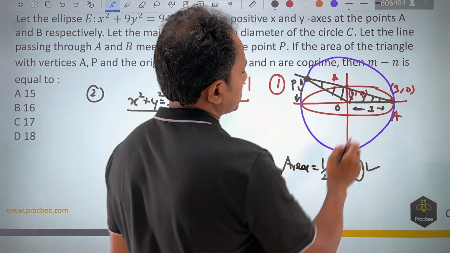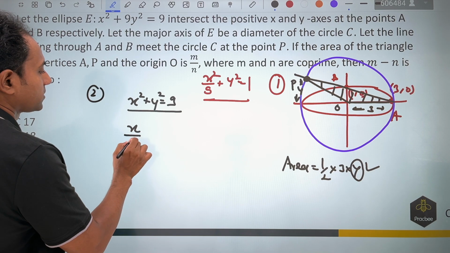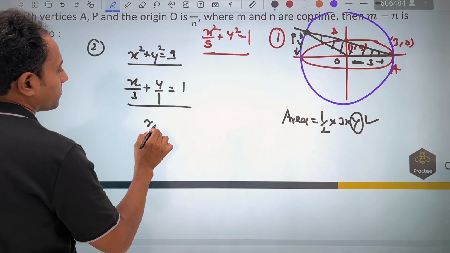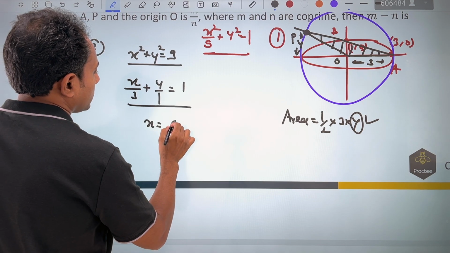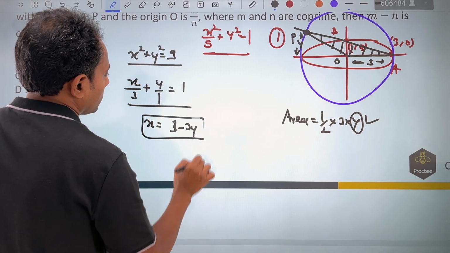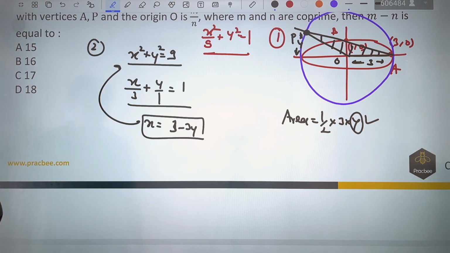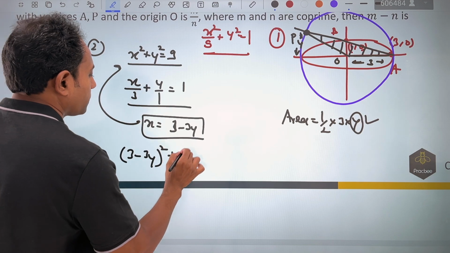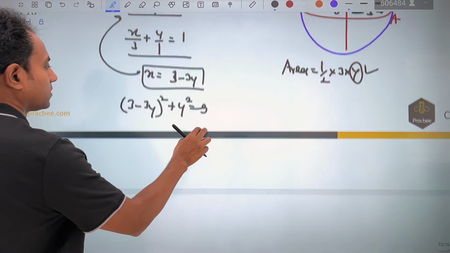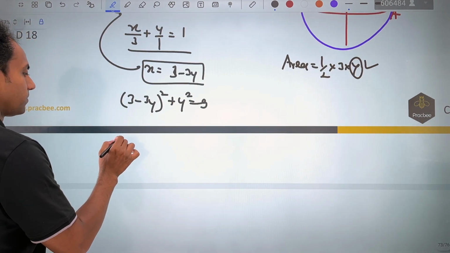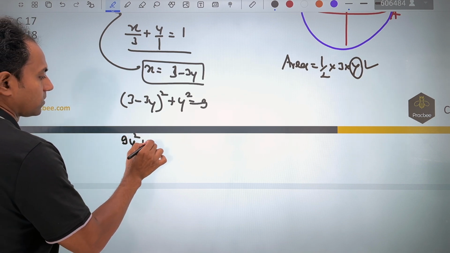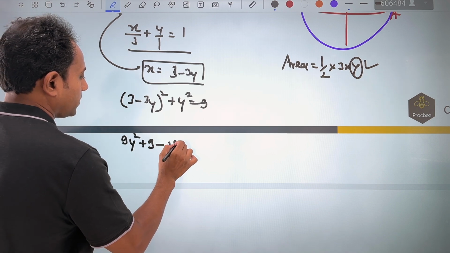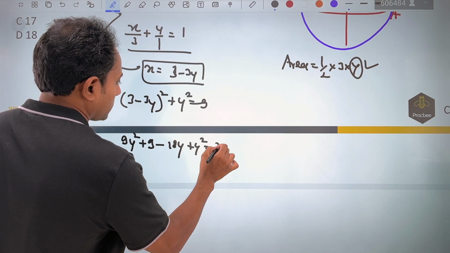Let us write the equation of this line. See, we know x intercept is 3, y intercept is 1. So this is what the equation is. So the value of x from here would be nothing but 3 minus 3y. Once you have got this, we can substitute here and get the value of y. So this will become (3 minus 3y) whole square plus y square is equal to 9. If I simplify, this will become 9y square plus 9, and 3 into 3 will become 9, and 9 into 2 will become 18y, plus y square is equal to 9.